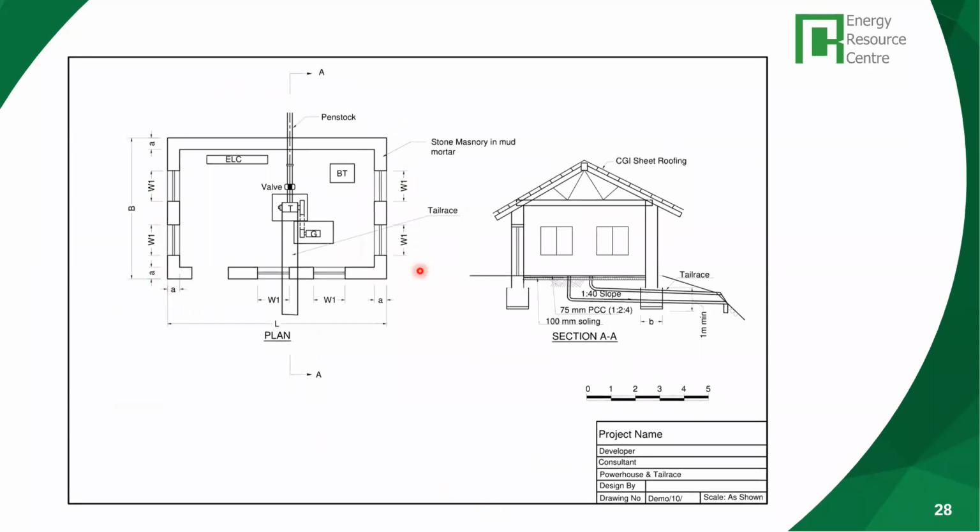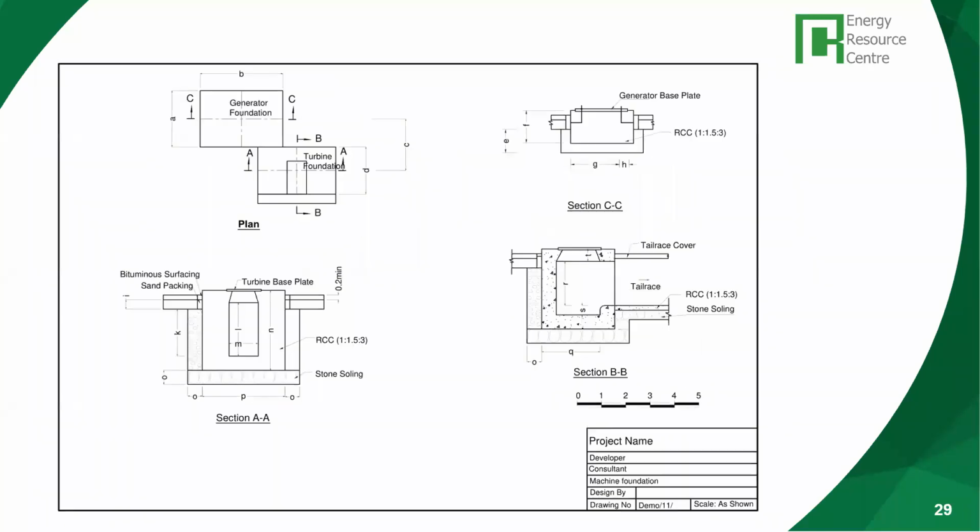Then you get the dimensions of the powerhouse. Again, this is to get the quantity as well as the size, because you have the equipment. The turbine generator size has to fit into this powerhouse, so this drawing is needed. And you have the machine foundation, because the turbines and generators are heavy and come with vibrations from the flow of water, so the foundation has to be strong enough.